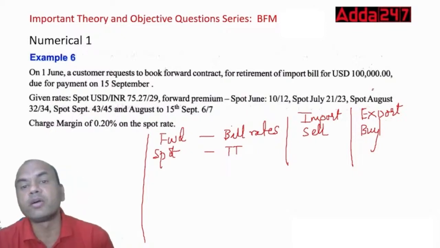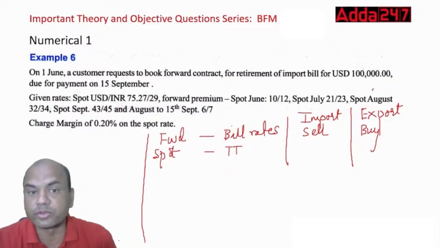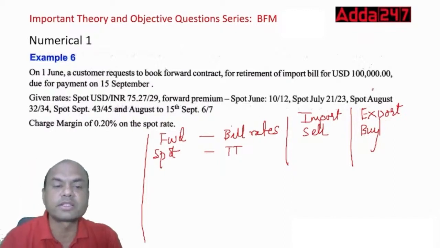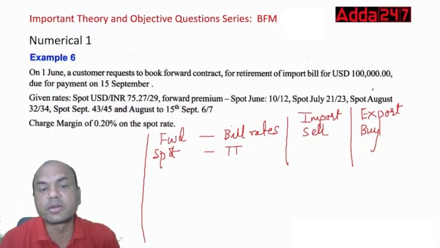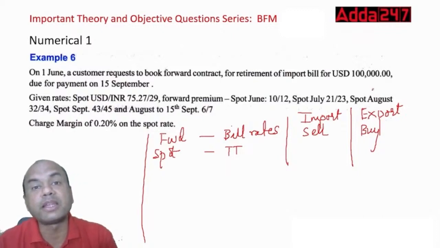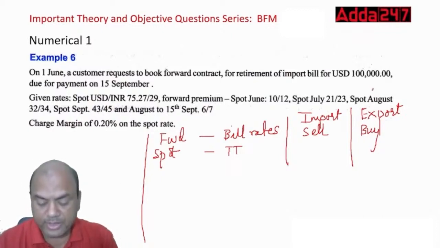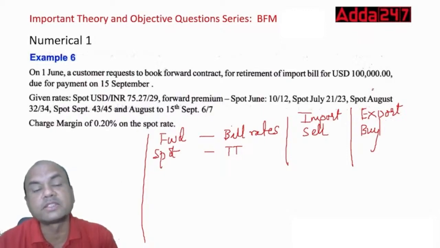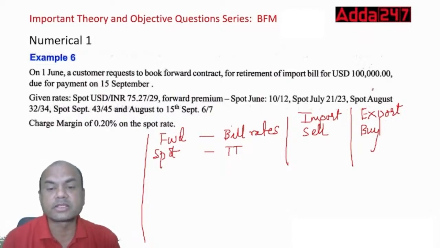Now I'll ask the questions also to you. Not only I'll answer, but I'll ask the questions also. Now based on this, tell me what is given about this contract over here? On 1 June, the customer books a forward contract for retirement of import bill. Retirement of import bill means what? The customer has to pay that import bill. And that payment is to be done when? On 15th September. So this customer has come to you when?